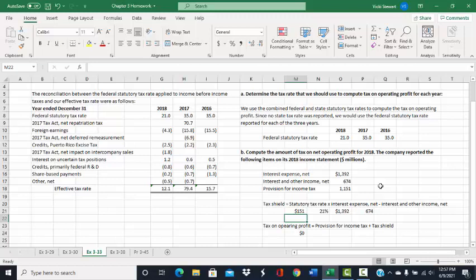So now we can determine what the actual tax was on our operating profit. We take our provision for income tax, which is going to be, of course, all of the tax on the operating and non-operating items, and we're going to add back that tax shield, that $151 million that we saved on our non-operating items. So the tax on our operating profit was $1,302 million. And that is the conclusion of the demonstration for exercise 333.